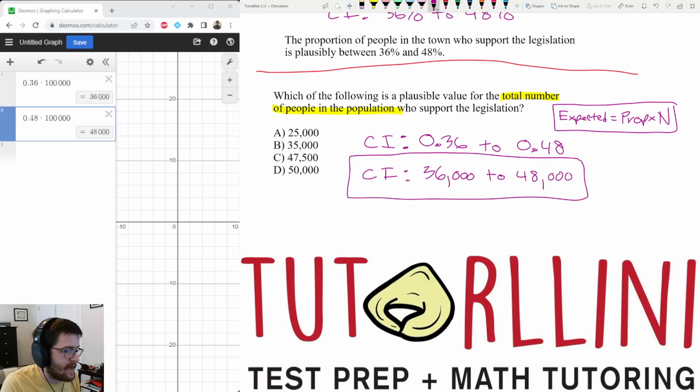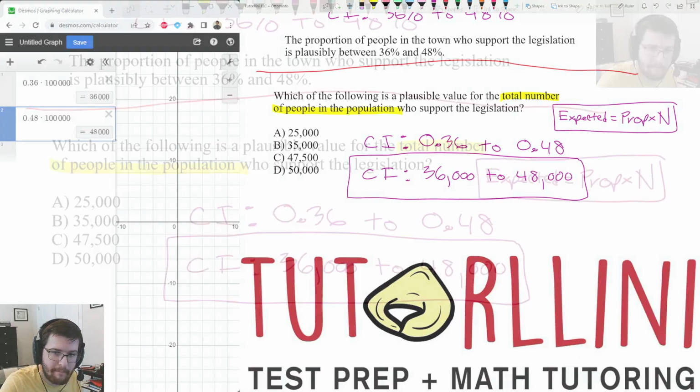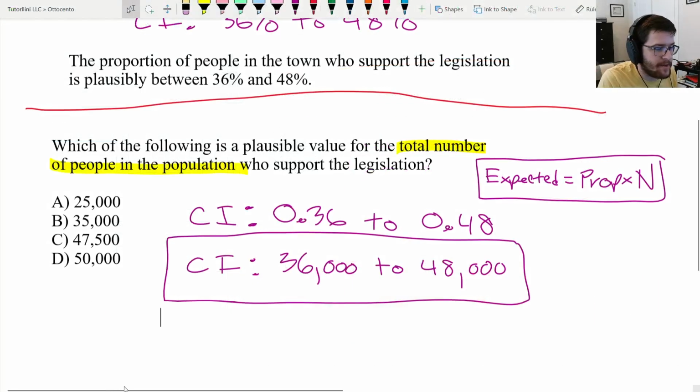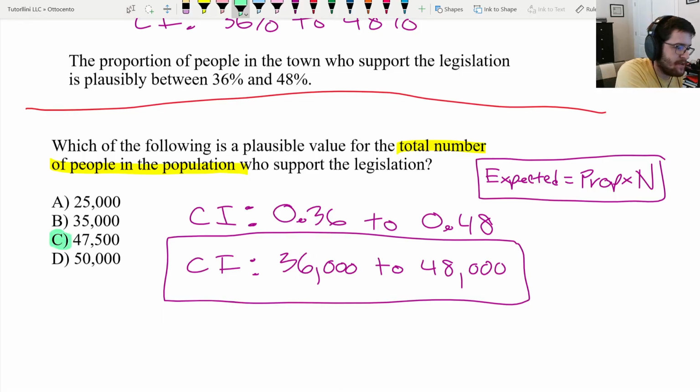So that is now, let's go back here. That is now the number of plausible values for the people who support the legislation. So now we just look at the answer choices. Are any of them between 36,000 and 48,000? Yep, looks like the only one is 47,500.